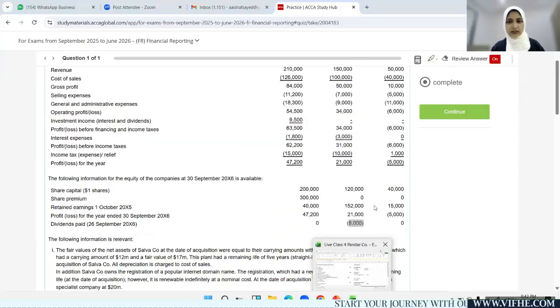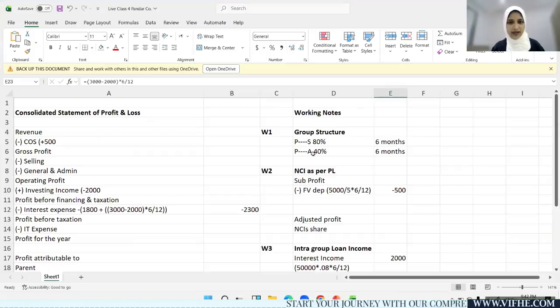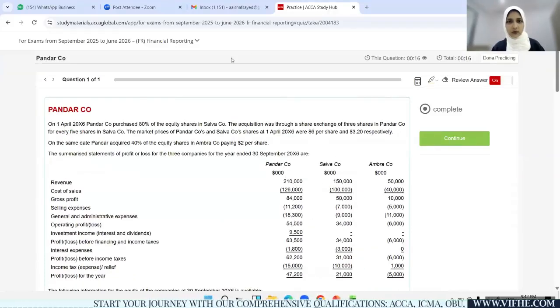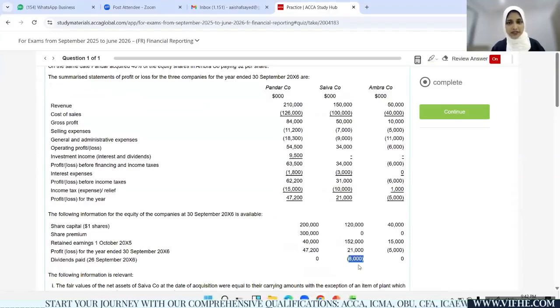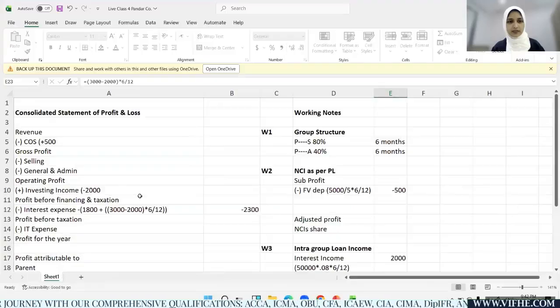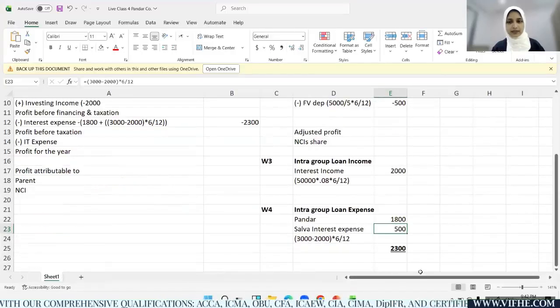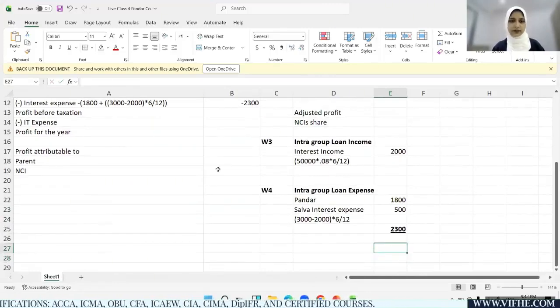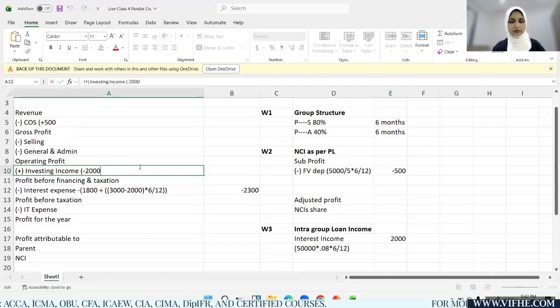Does it mean that the total 8 million must have been given to Panda only? Yes or no? No. This is 100%. You must have gotten only 80%. So 8 million, 80% remove. 8 million, 80% is how much, you can check. It's 6,400. So 6,400 removed from here.